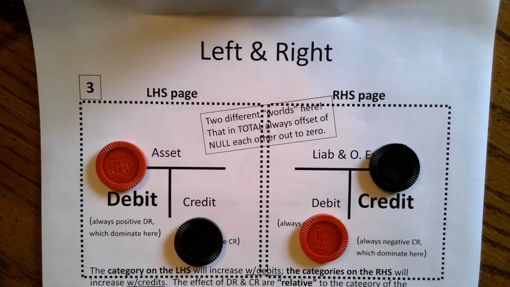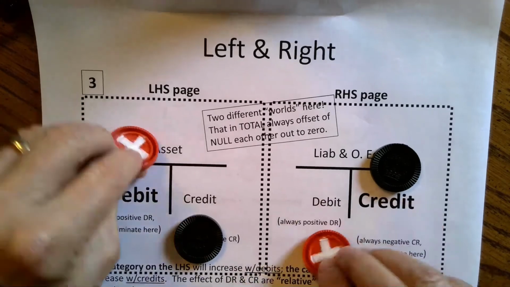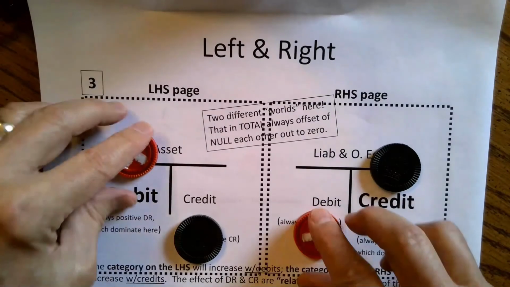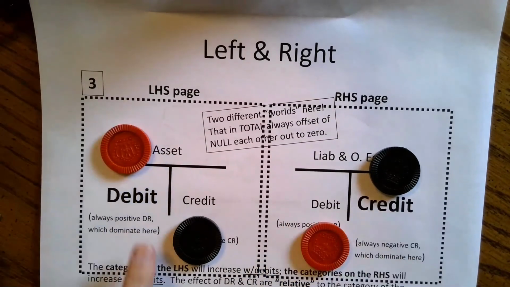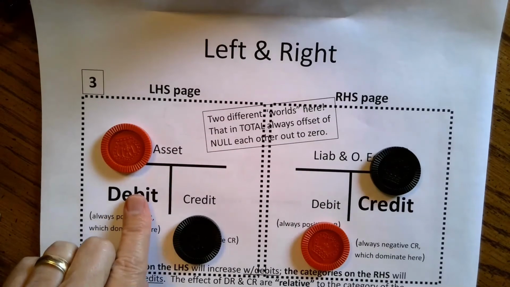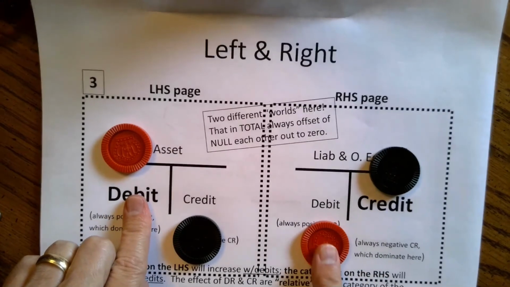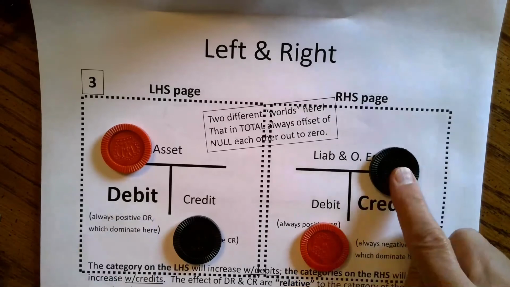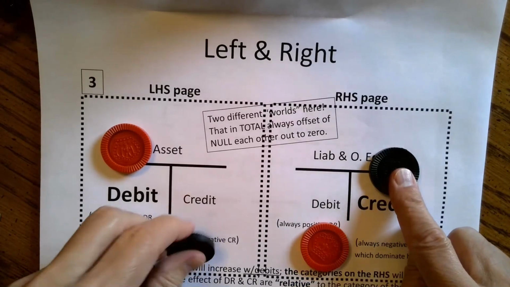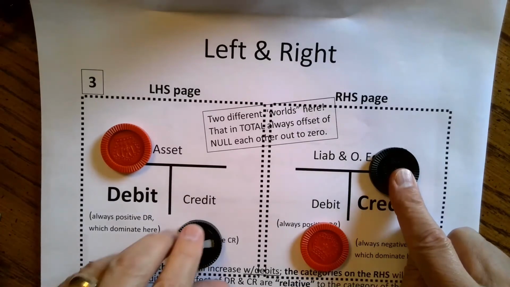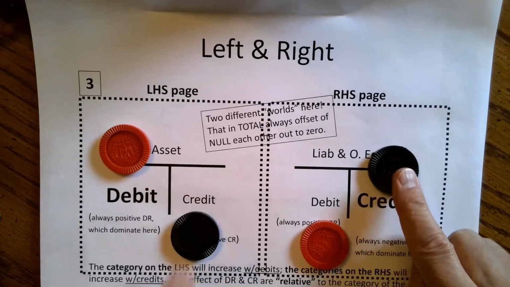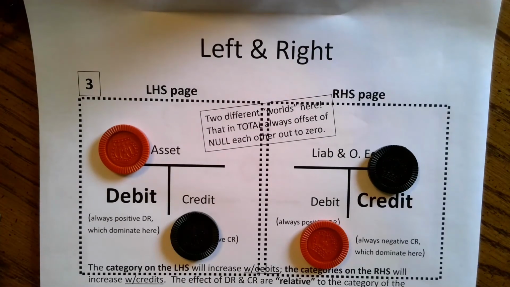Debits and credits don't change their spots, but they change their meanings. Debits increase assets here on the left and decrease on the right-hand side. Likewise, credits increase on the right-hand side and decrease assets on the left-hand side. So their meanings change, but their spots do not change.